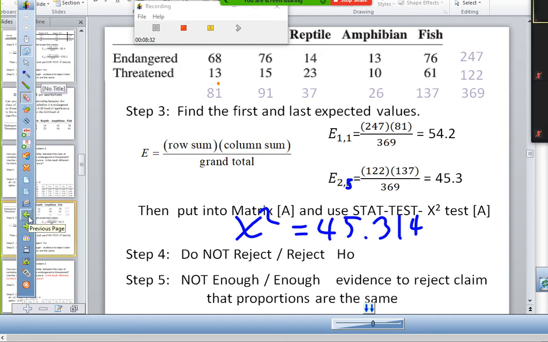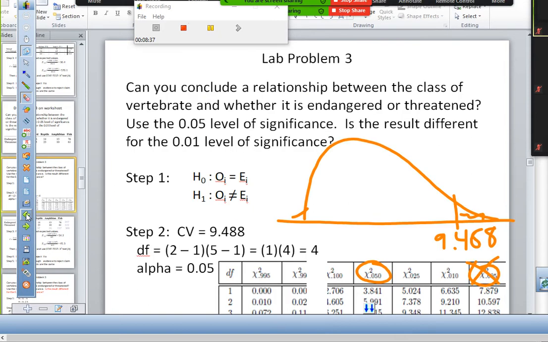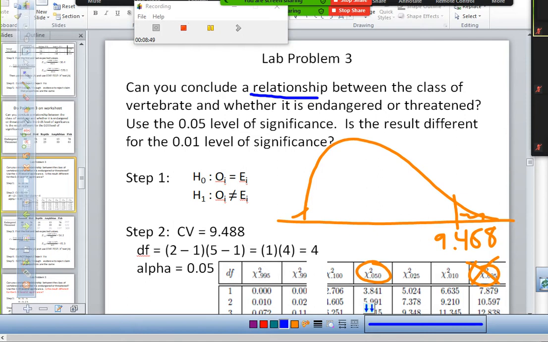I think I'm having a bit of a challenge recognizing what the claim is and what's not. So in this particular case, go ahead. So here it would say, is there a relationship? So in this case, you could have said, H naught is no relationship, and H1 is a relationship between vertebrate and endangered and threatened. You could have done that, absolutely.